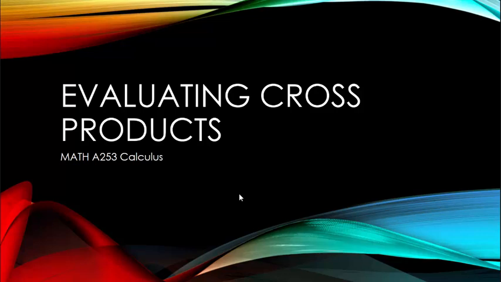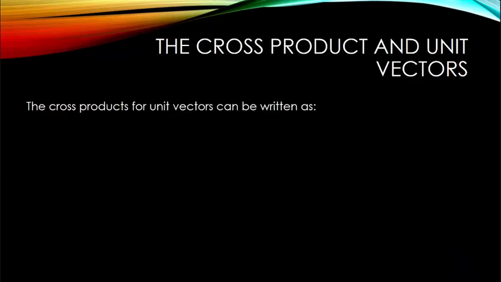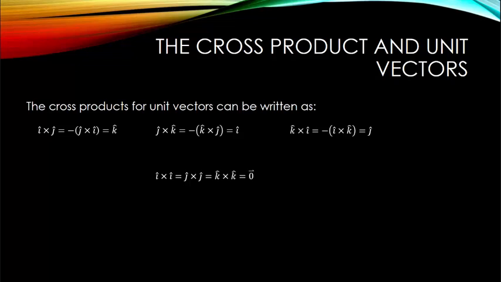Now let's look at how we can actually evaluate and compute cross products. Cross products for unit vectors can be written as i hat cross j hat, which is the same thing as negative j hat cross i hat, which is equal to the orthogonal unit vector k hat. j hat cross k hat is equal to the negative of k hat cross j hat, which is equal to the orthogonal unit vector i hat. k hat cross i hat is equal to the negative of i hat cross k hat, which is equal to j hat. i hat cross i hat, j hat cross j hat, and k hat cross k hat are all equal to the zero vector.